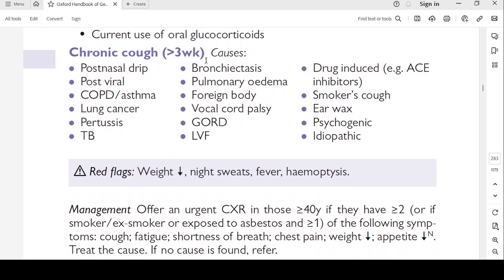Chronic cough, more than 3 weeks, is either due to postnasal drip, post-viral cough, COPD or asthma, lung cancer, pertussis, tuberculosis, bronchiectasis, pulmonary edema, foreign body, vocal cord palsy, GORD, left ventricular failure, drug-induced like ACE inhibitor, smoker's cough, earwax, psychogenic or idiopathic. Red flag signs are weight loss, night sweats, fever, hemoptysis.